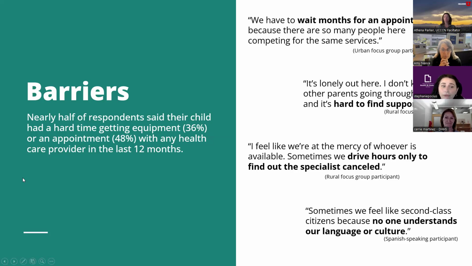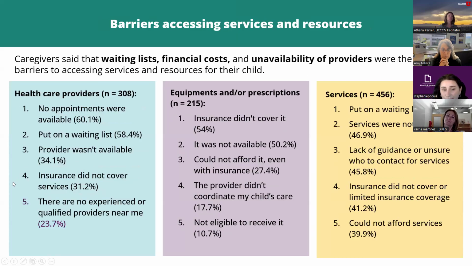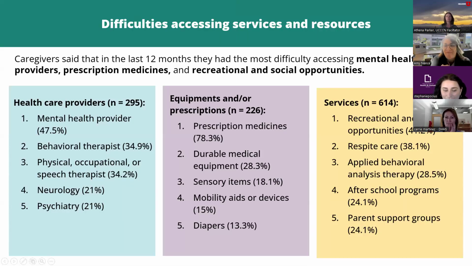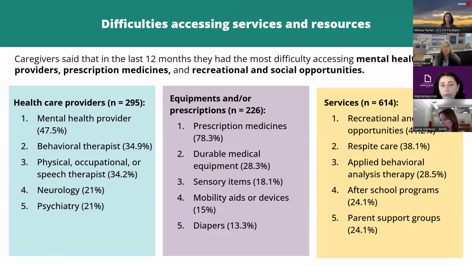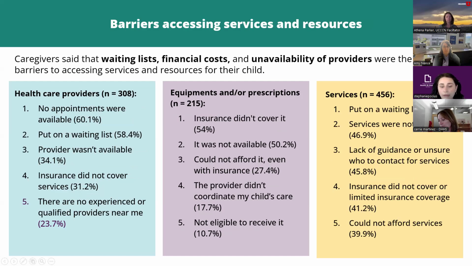And nearly half of the respondents in the caregiver survey said that their child had a hard time getting equipment or an appointment with any healthcare provider in the last 12 months. So we also asked for specific difficulties with accessing services and resources. Caregivers indicated that in the last 12 months, they had the most difficulty accessing mental, behavioral, and developmental health providers, prescription medications, and recreational and social opportunities. And caregivers indicated that waiting lists, financial costs, and unavailability of providers were the largest barriers to accessing services and resources for their child.